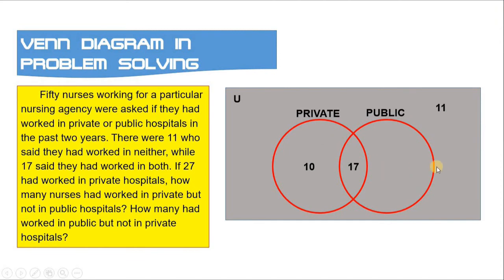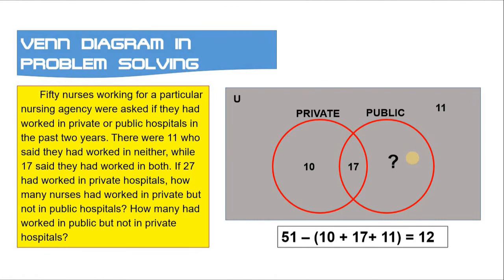Okay? Ilan yung nagtrabaho sa public hospitals? Okay? So that's 51, which is the 50 nurses. That's 50. Okay? That's 50 nurses working in a particular hospital. Sorry, this is 50, this one. Okay, so the correction, that is 50. Okay, so that's 50 minus 10 plus 17 plus 11 is equal to 12. So therefore, that is 12. Okay, so again, correction, this is 50, not 51.